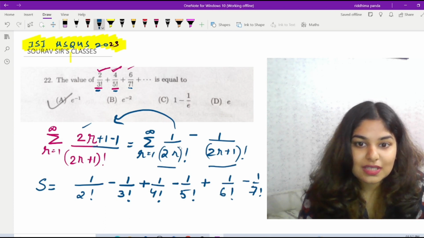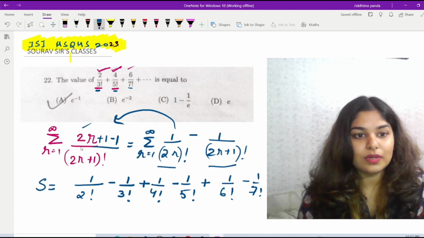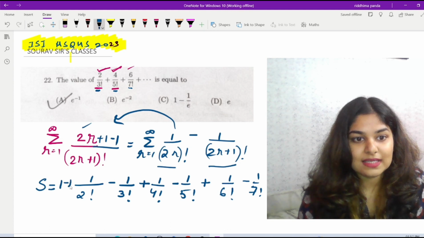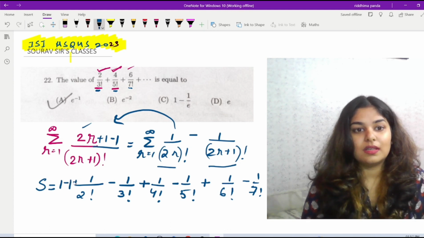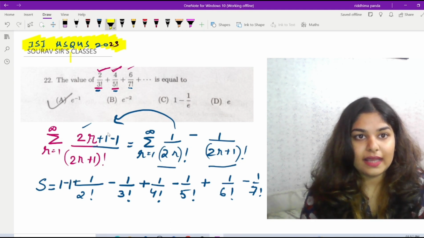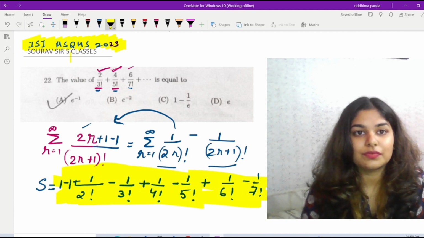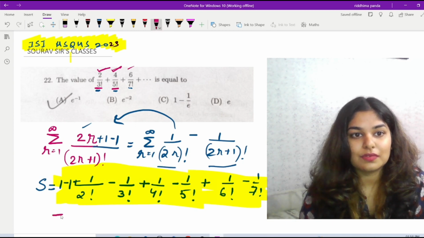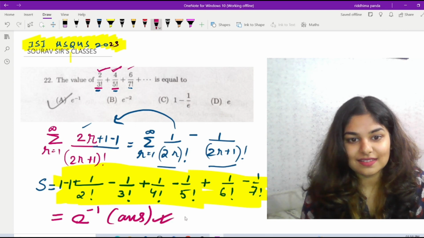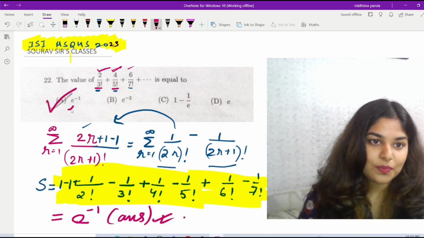Now with this expansion, I am going to add and subtract 1. Then this expansion is basically the expansion of e to the power minus 1, which is the answer. So that is option A.